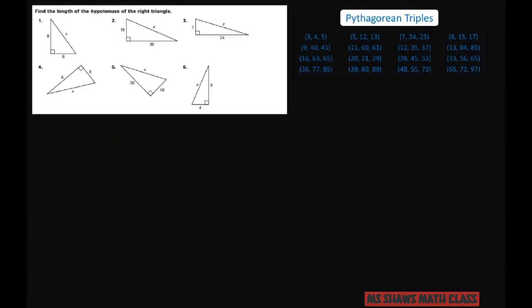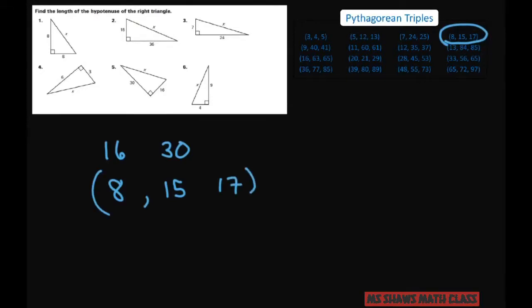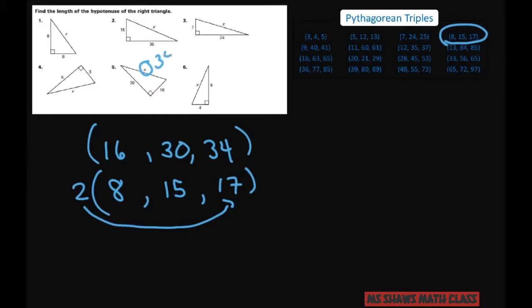All right, let's see what we can do with this second one. Number 5. So we have 16, 30. Let's divide this by 2. So we'd get 8, 15. Do we have 8, 15? Yes, we do. Right here. 8, 15, 17. So if you multiply this by 2, we go back to our original. So 2 times 17 is 34. So this is going to be 34.